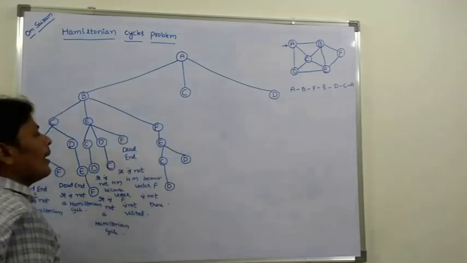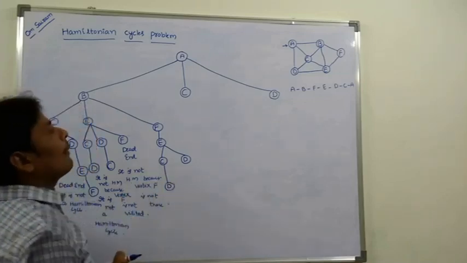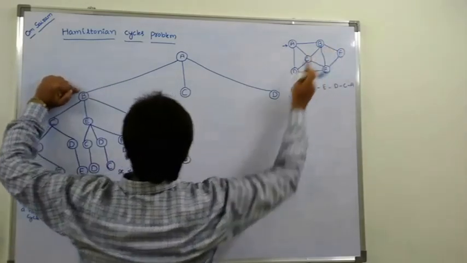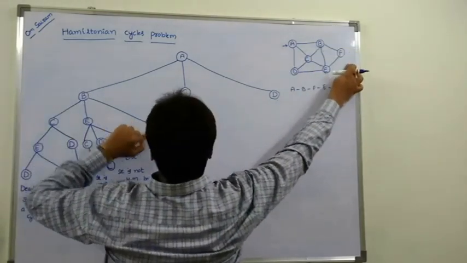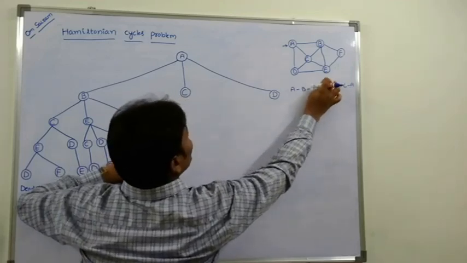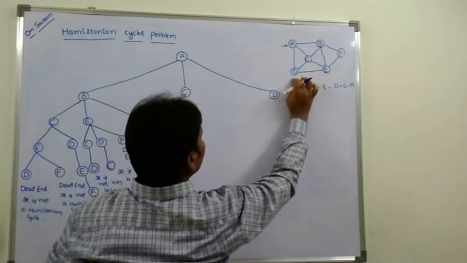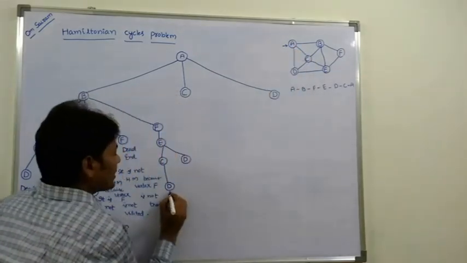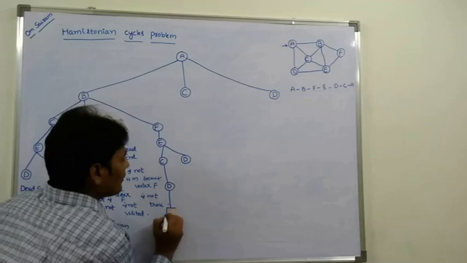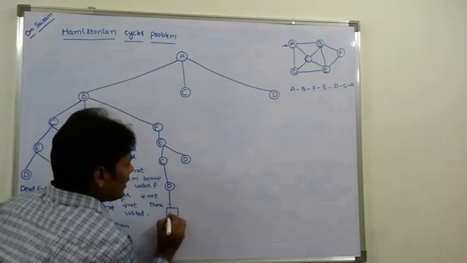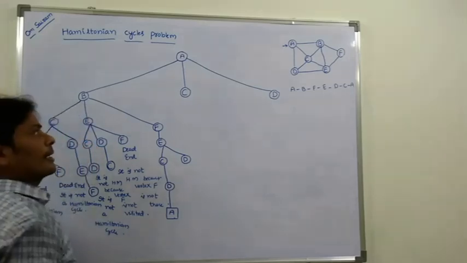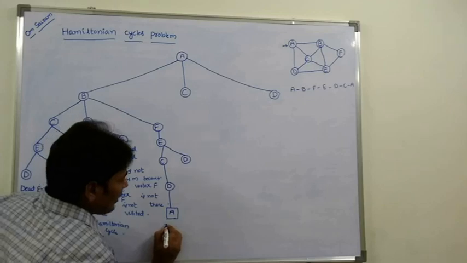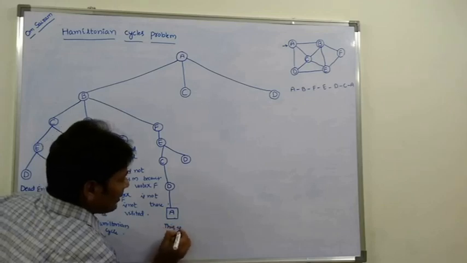Now consider whether this path contains any Hamiltonian cycle. Starting at vertex A, next go to vertex B, next go to vertex F, next go to vertex E, next go to vertex C, next go to vertex D. Again, we have to return to the starting vertex. There is a direct path between vertex D and vertex A, so we are returning to the starting vertex. So this is a Hamiltonian cycle.